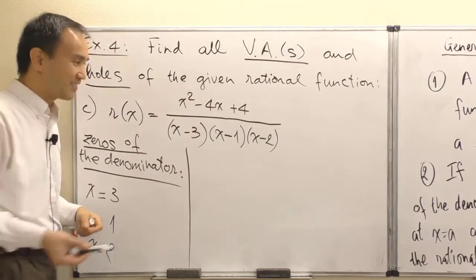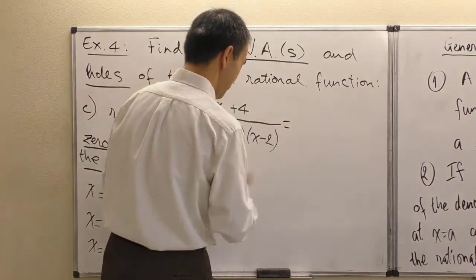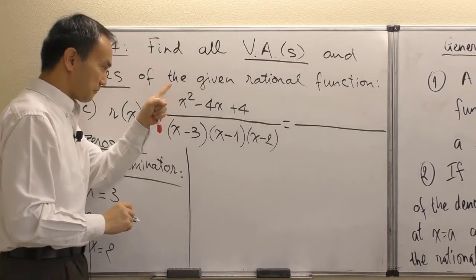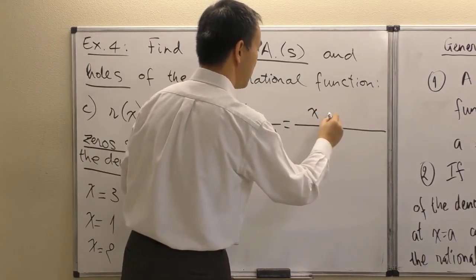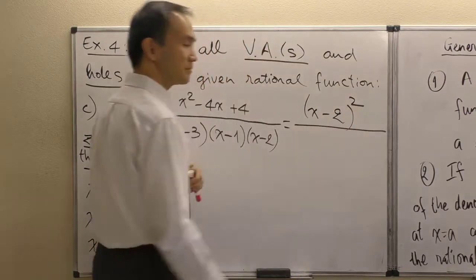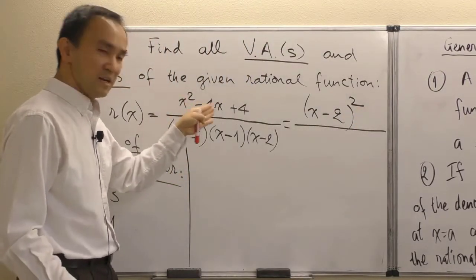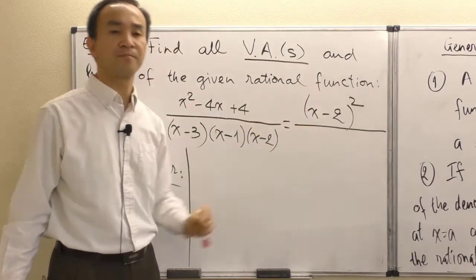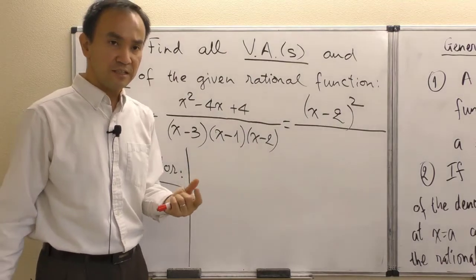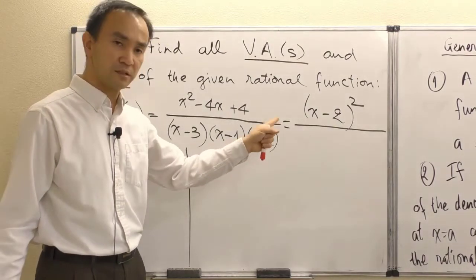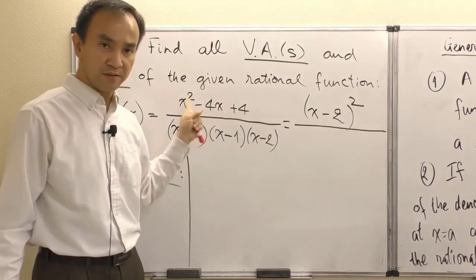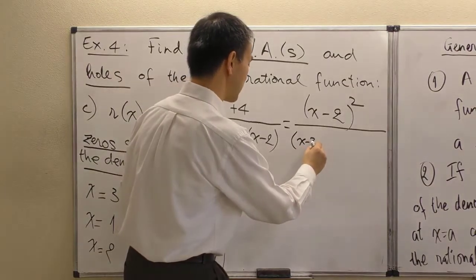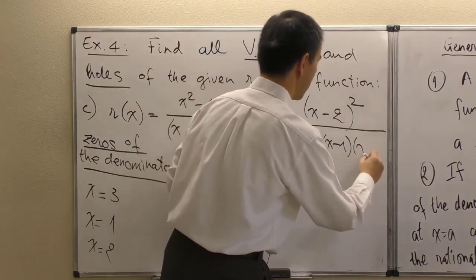In my next step, I need to put my numerator into factor form as well. So this goes into x minus 2 all squared. You can easily factor this as x minus 2 times x minus 2, and in short, x minus 2 all squared. Again, I feel confident in the background of my students viewing this lesson that you should be fluent with being able to factor this. So now we have the denominator x minus 3 times x minus 1 times x minus 2.